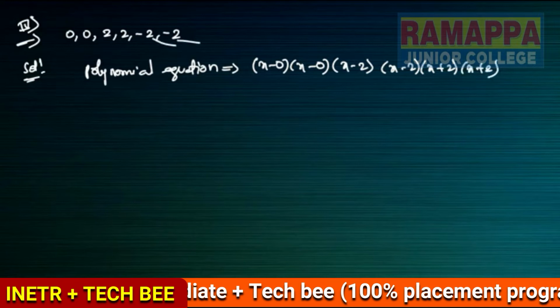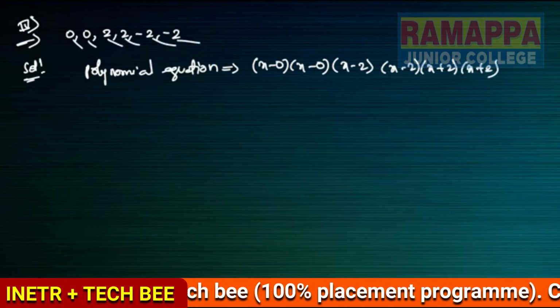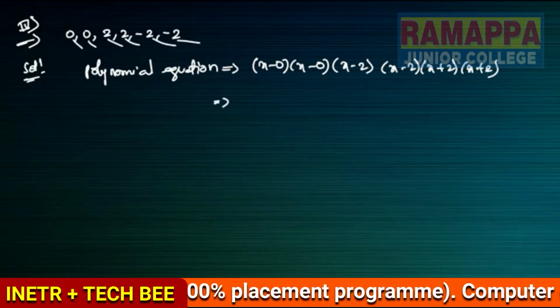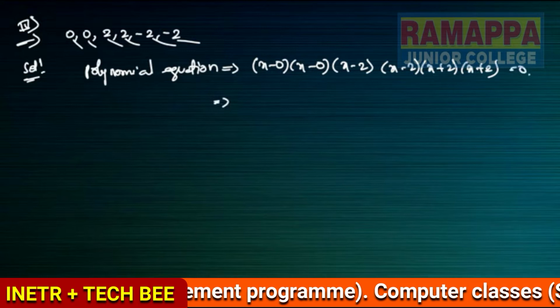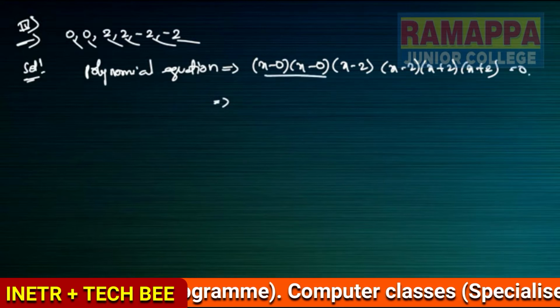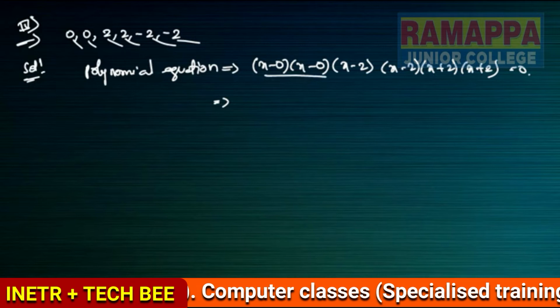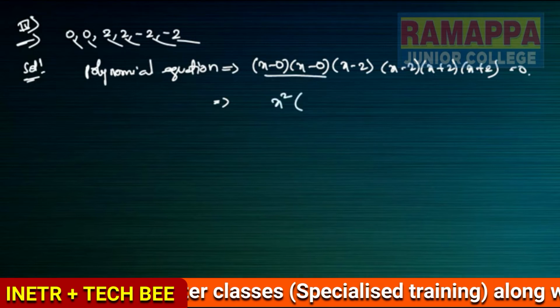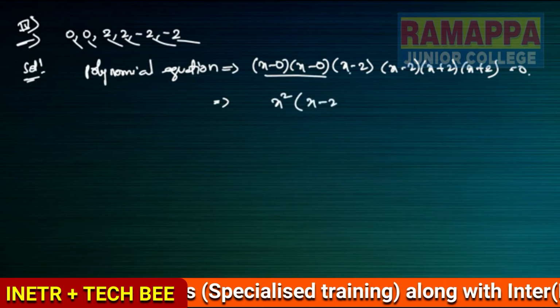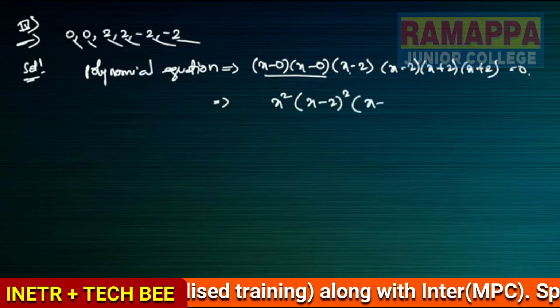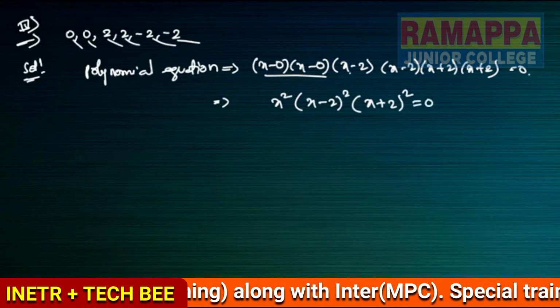So this is (x + 2)(x + 2), this is (x - 2)(x - 2), (x - 0)(x - 0), is equal to 0. So this is x minus 0, x times x is x square here. This is (x - 2) whole square, this is (x + 2) whole square, is equal to 0.